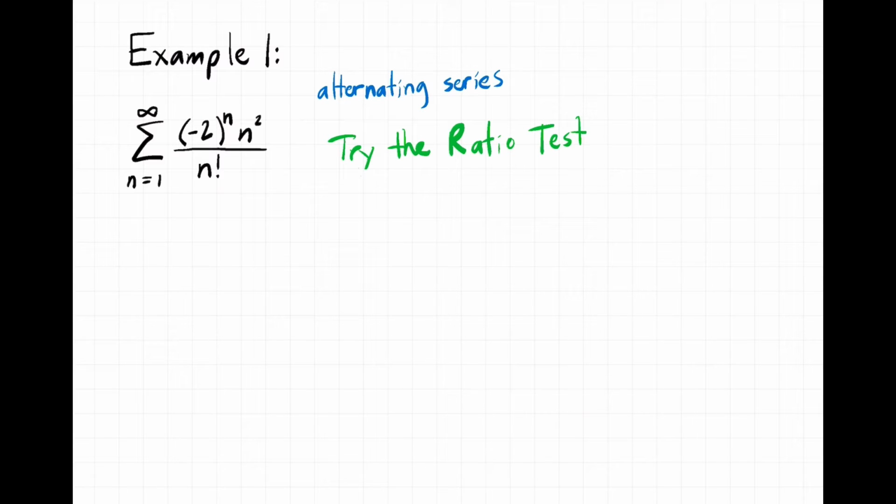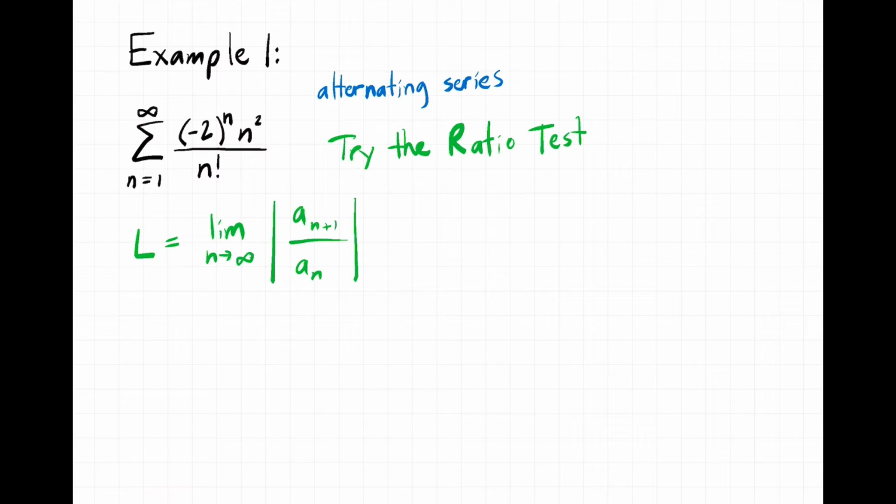So we're going to compute this L, this limit here. And this is the limit as n goes to infinity of the absolute value of a_{n+1} over a_n. Now the ratio test is pretty useful, but the one thing that it does require is good algebra skills. So let's make use of those here.